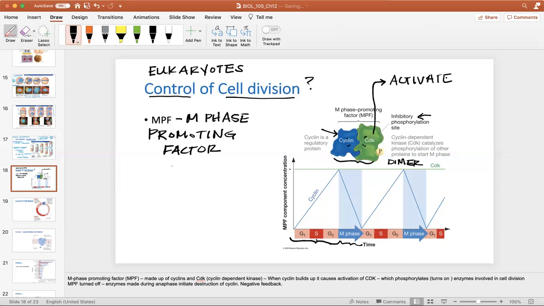Now, I'm hoping that you'll remember from earlier lectures that I told you that any type of protein that is called a kinase is an enzyme whose job it is to phosphorylate things. So what does it mean if you're phosphorylating something? You're adding a phosphate group. Typically, phosphorylation turns proteins on. It activates them.